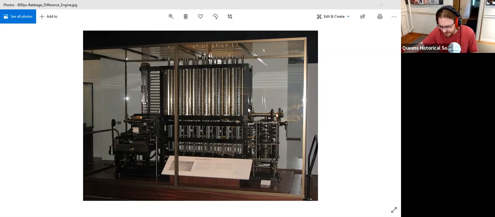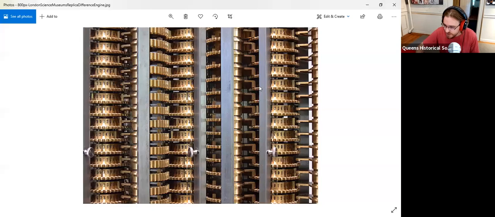But the second machine that Babbage designed after this difference engine, which I also want to show a really cool close-up. These are the carry wheels. And this is where the numbers are stored. It's very fancy. But Babbage's second machine is the analytical engine.